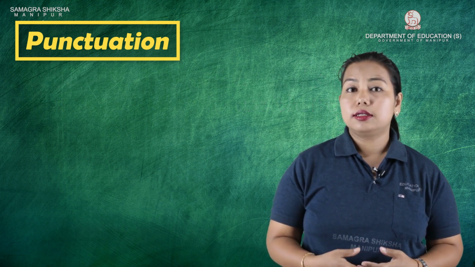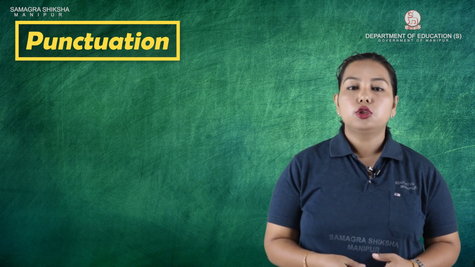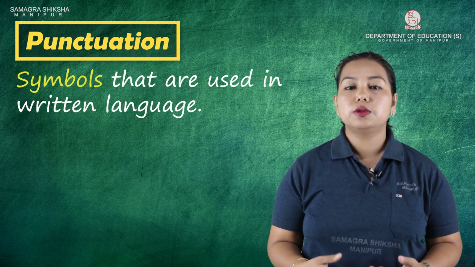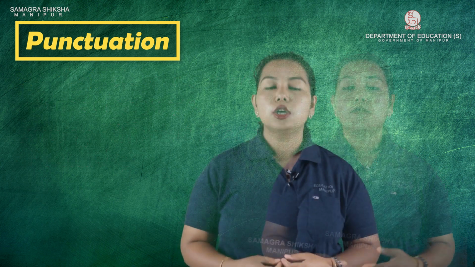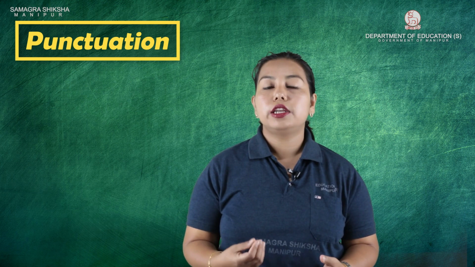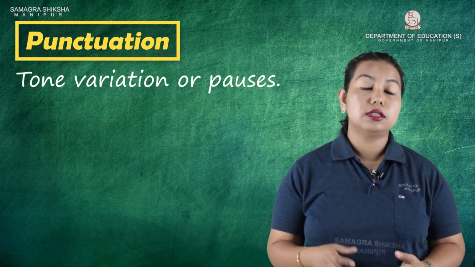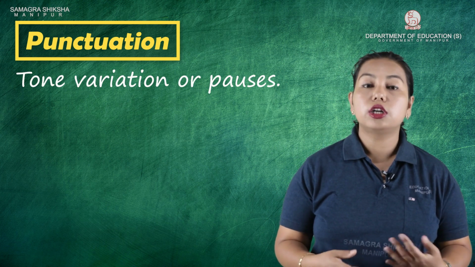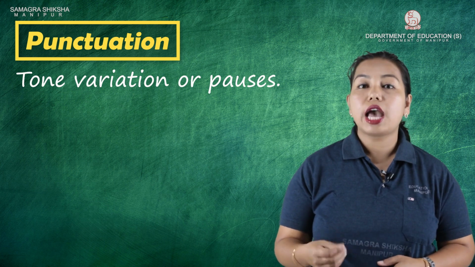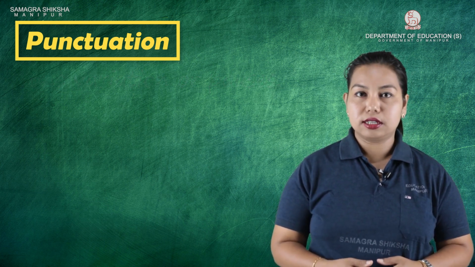Before we discuss, it is mandatory for us to know what punctuation is. Punctuation marks are symbols that are used in written language. They help us to convey different shades of meaning. When we speak, we can convey different shades of meaning by using tone variation or pauses, but it is not so in written language. In written language, in order to convey different shades of meaning, we have to take the help of punctuation marks. So now let's proceed with our discussion.